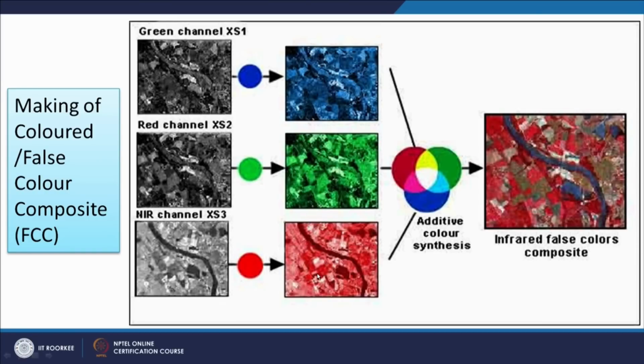But when we use the additive color scheme and use this, like is shown here through 3 circles, then we can create a colored image. Now here it is written infrared false color composite, because we have used one channel which is NIR, meaning near infrared channel, in which the vegetation has high reflectance.